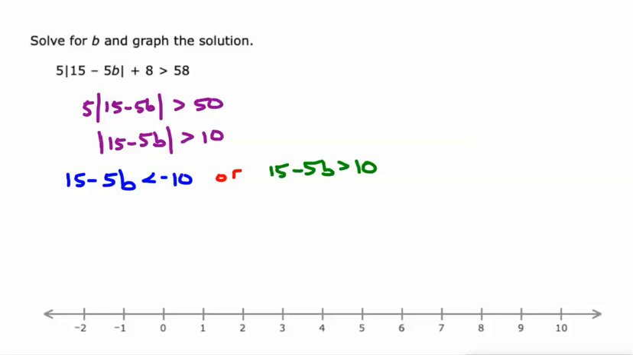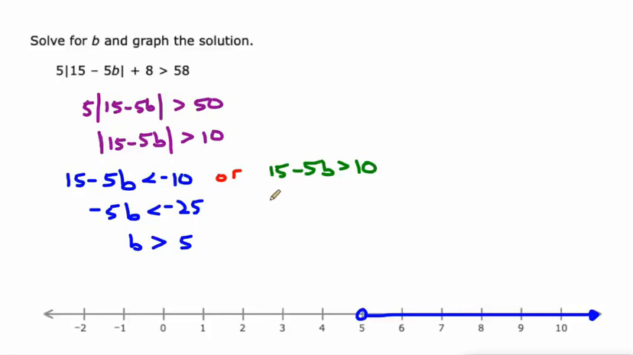And let's solve this. Notice something kind of happens here. Not really, because we've done this several times. The first thing I'm going to do is subtract 15 from both sides, which gives me negative 5b is less than negative 25. And then I'm going to divide both sides by negative 5. And when you divide by a negative, your inequality flips. So it's actually b is greater than 5. So that would be an open dot at 5 with an arrow to the right.